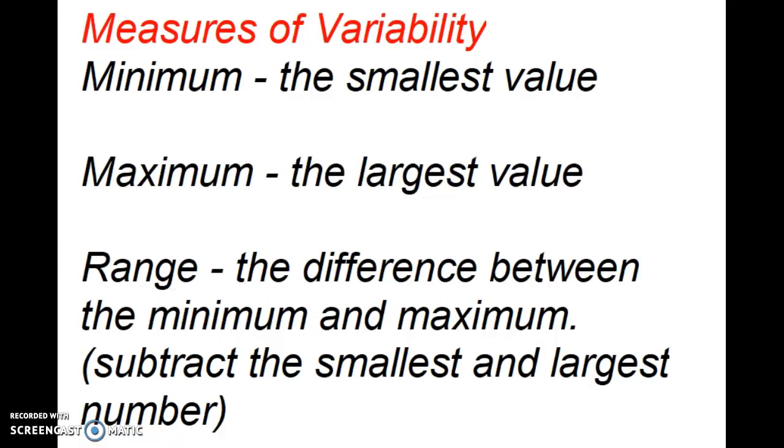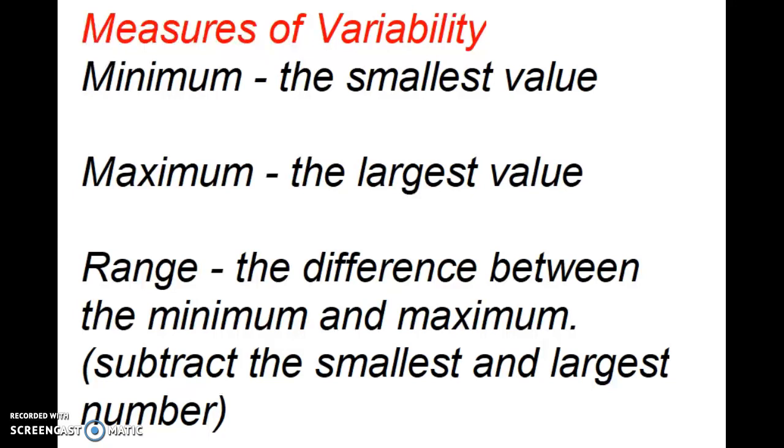So measures of variability, of course, our minimum is our smallest value, maximum is the largest. Range is the difference between the minimum and the maximum. So that's where we subtract the smallest from the largest number.